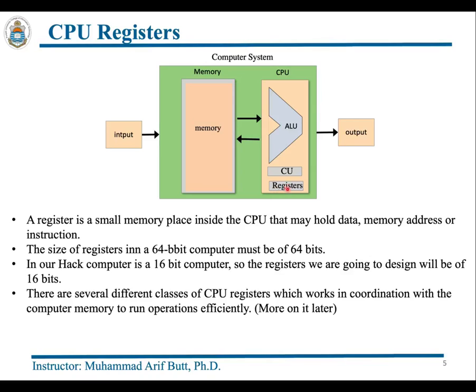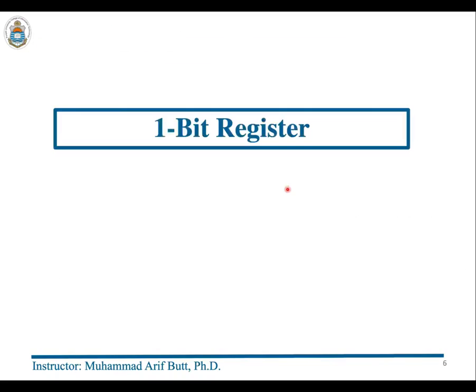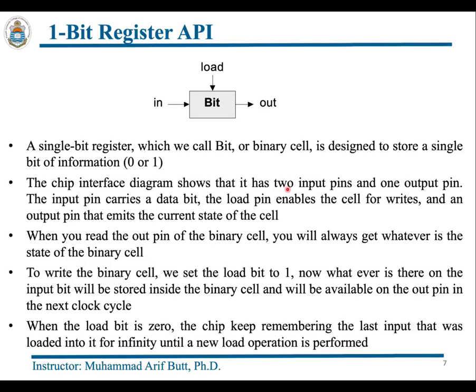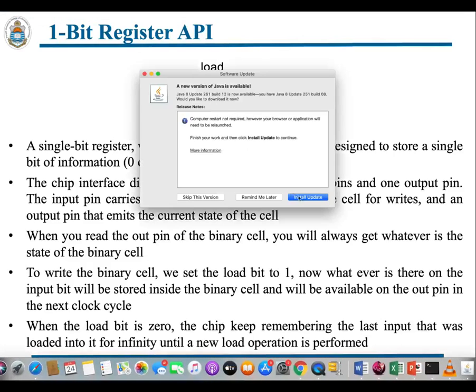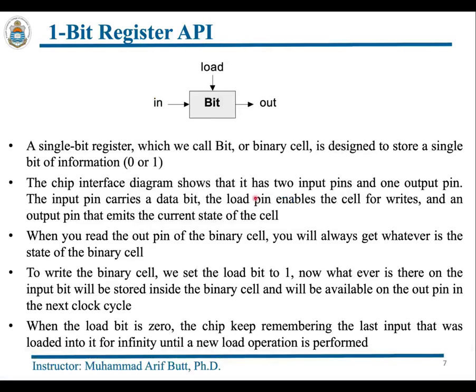And there are several different classes of CPU registers which work in coordination with the computer memory to run operations efficiently, and we will talk about this in the future sessions. Excuse me. And let us start with the design of a single bit register. Well, a single bit register, which we call a bit or binary cell, is designed to store a single bit of information. Please remind me later. A single bit of information, a 0 or a 1.